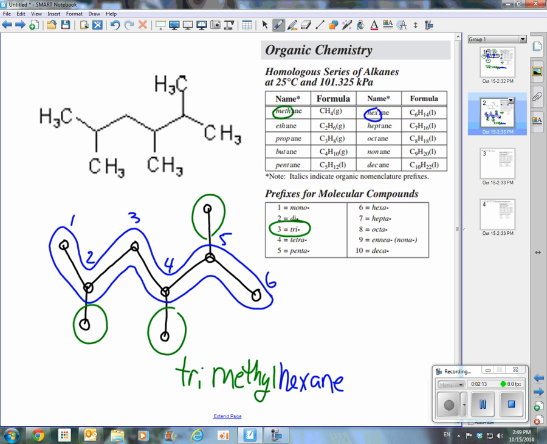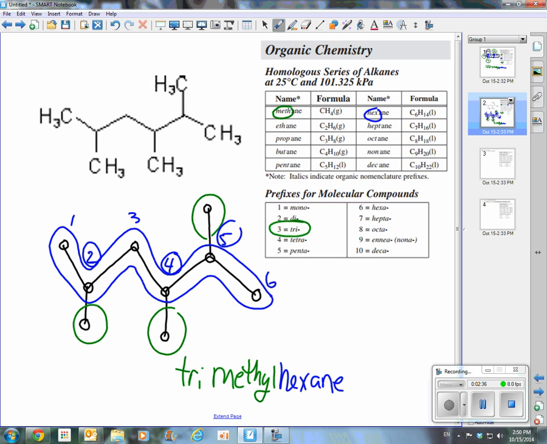Now, with the trimethyl, I need to tell where all 3 of these branches are. So I need to make sure that the way I numbered this was correct. If I look here, I've got 2, 4, and 5 for the branches.